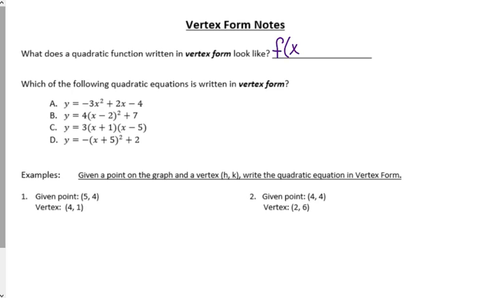It's going to be f of x equals a(x minus h) squared plus k. And which of these is written in vertex form? That's going to be b and d. For d, a is -1.